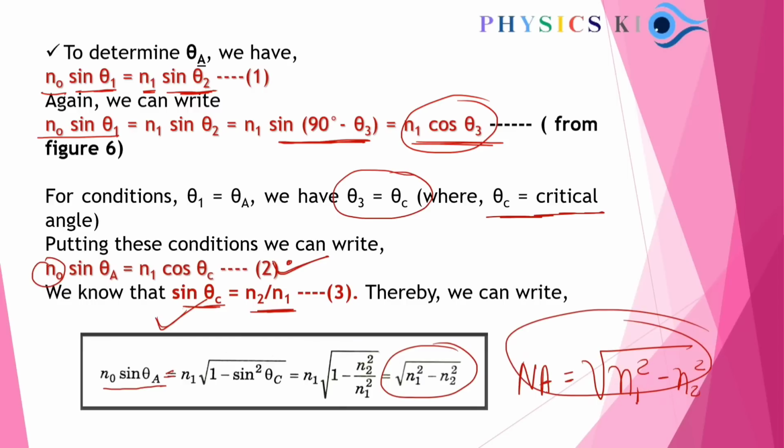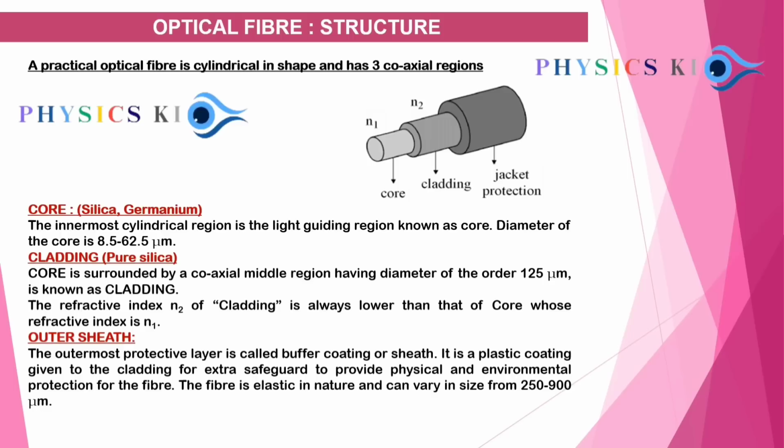Your equation is derived. And the next thing they are asking in this question, what? Structure of optical fiber cable. So your first inside part is core, the second part is cladding, and the third part is jacket protection. You have to write one or two lines for each. First, core. What is core? It is made of silica or germanium. The innermost cylindrical region, the light guiding region, is known as the core, and its diameter is approximately 8.5 to 62.5 micrometer. Your second part is cladding.